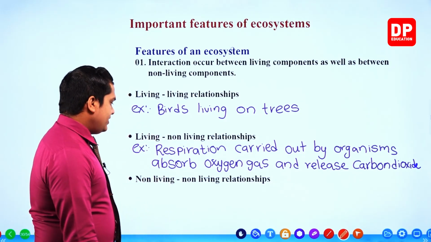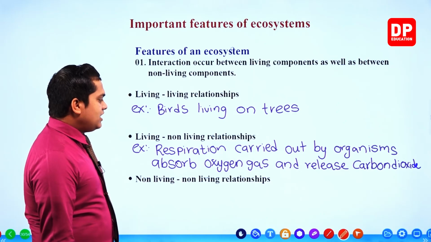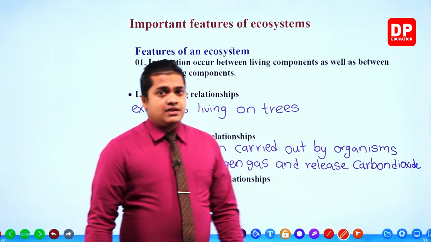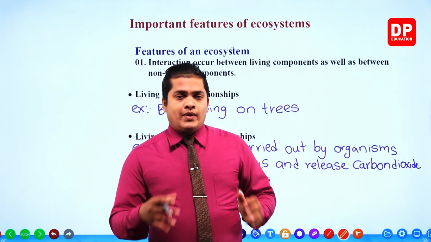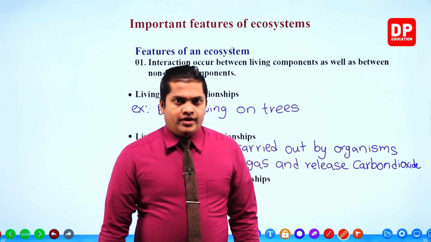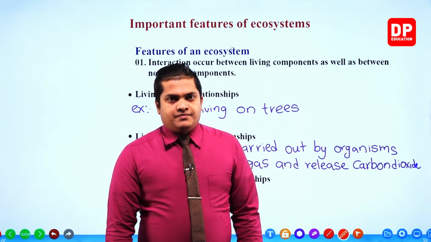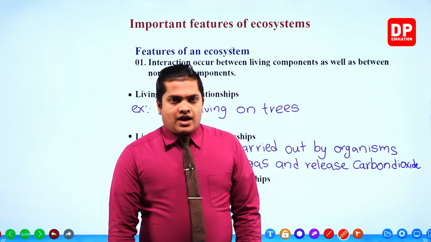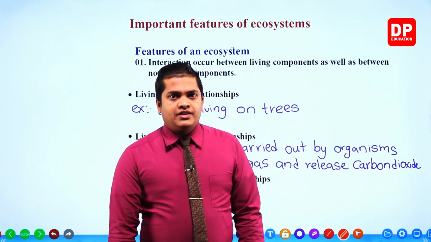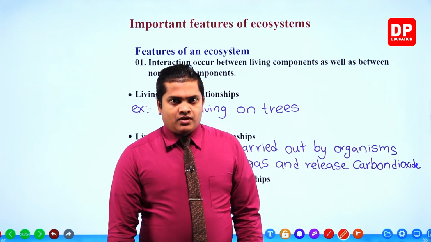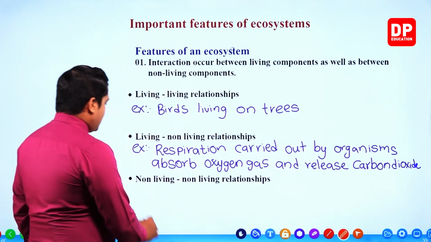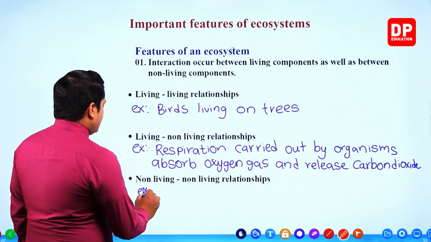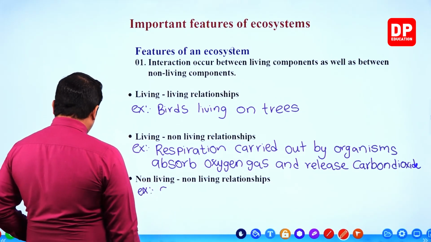Okay, then the final one, non-living relationships. There are some non-living components which are interacting with another non-living component in an ecosystem. For example, soil erosion because of water, right?